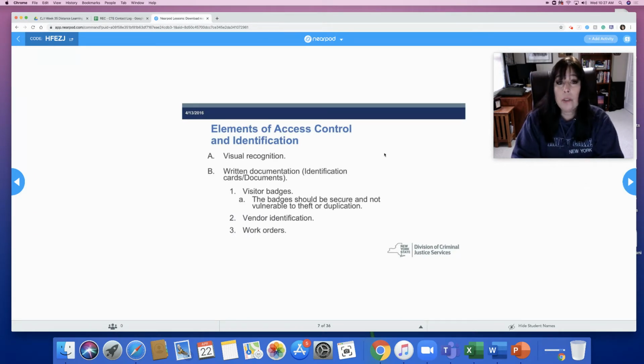Elements of access control and identification: visual recognition, written documentation, which can include visitor badges. The badges should be secure and not vulnerable to theft or duplication. Vendor identification, work orders.